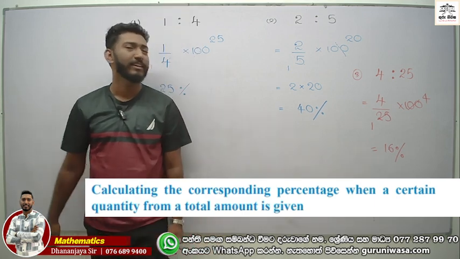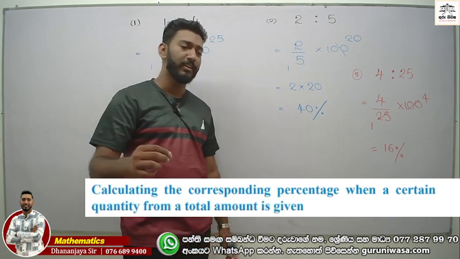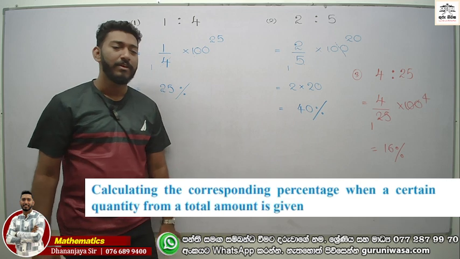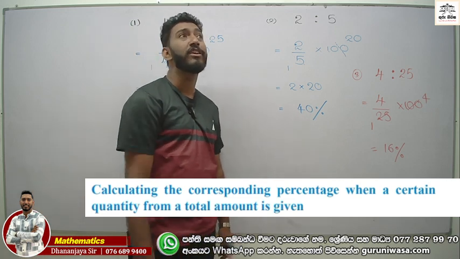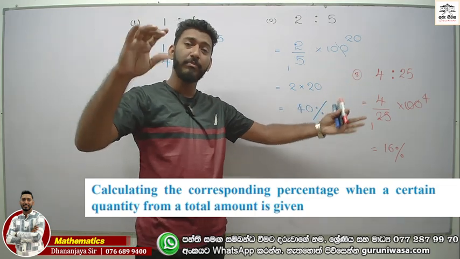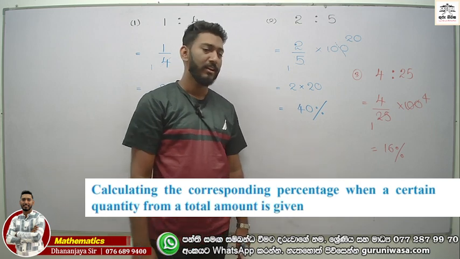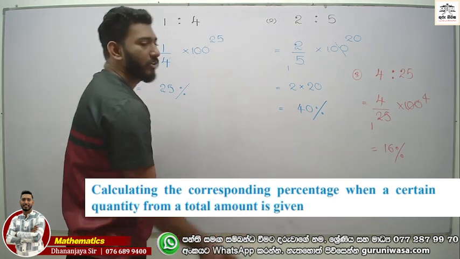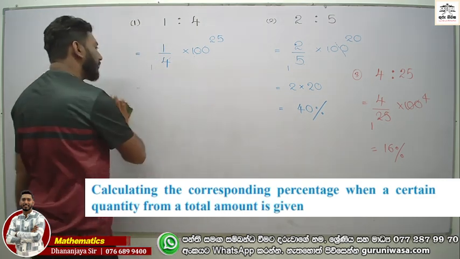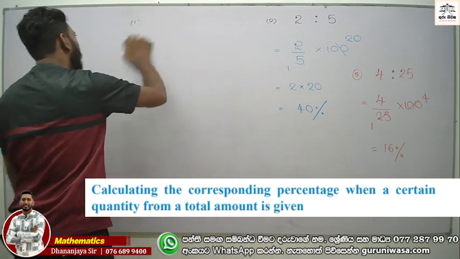Now, write the next subheading: calculating the corresponding percentage when a certain quantity from a total amount is given. Now we are going to calculate the corresponding percentage when a certain quantity from the total amount is given. Write the subheading.